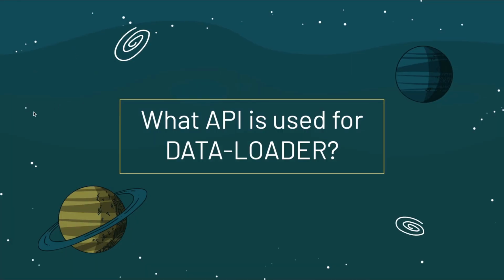What API is used for Data Loader? It's not a really common question, but sometimes it shows up. In general, Bulk API is optimized to load or delete a large number of records asynchronously. It is faster than SOAP-based API due to parallel processing and fewer network round trips.